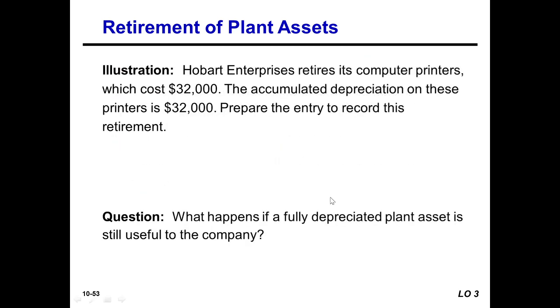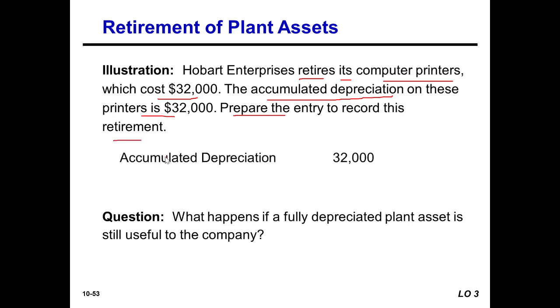Please look. Retirement of plant asset. Here we have an example. Illustration. Hobart Enterprise retires its computer printers. The cost is 32,000. The accumulated depreciation on these printers is 32,000. Prepare the entry to record this retirement. So here accumulated depreciation will be debit and equipment will be credit.